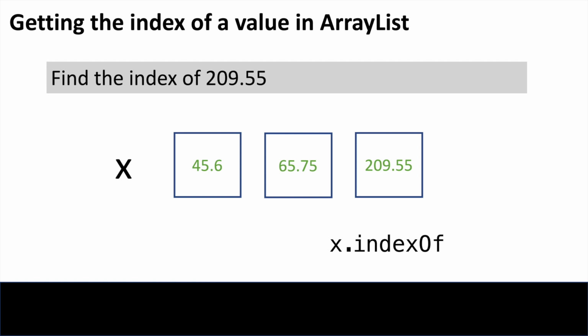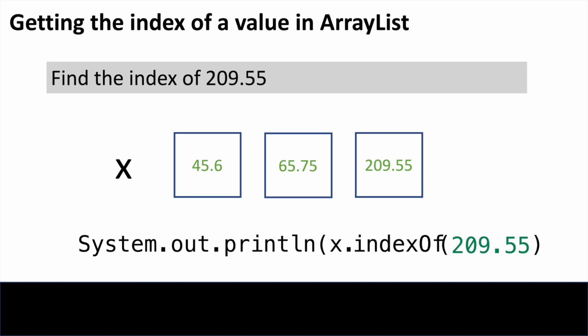So x.indexOf, and what is the value I'm looking for is 209.55. So I want to get its index. What is the index of this value? Of course, there may be another value in my array list that has exactly the same value. It will get me the first one that I have. Now, System.out.println and everything, this will display for you the whole thing. And here you will get 2 because it is the third element and its index is 2. Okay, so indexOf. And remember the O is uppercase.